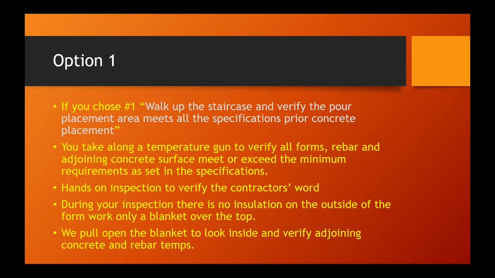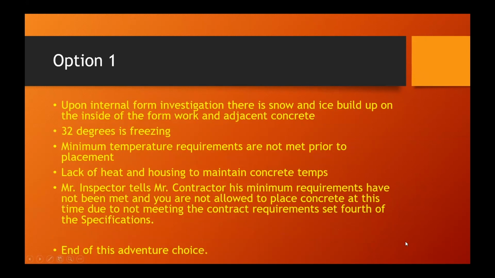So during your inspection, there's no insulation on the outside of the formwork. Again, only a blanket on the top. So we pull open the blanket to look inside and verify adjoining concrete and rebar temps. Upon internal form investigation, you notice there's snow and ice buildup on the inside of the formwork. We all know that 32 degrees is freezing cold.